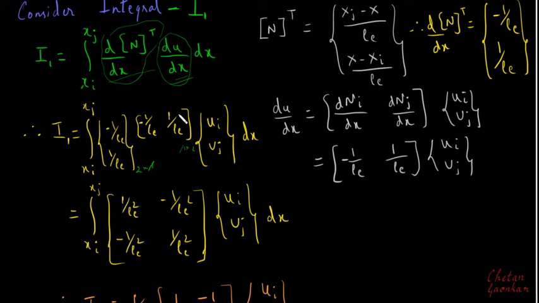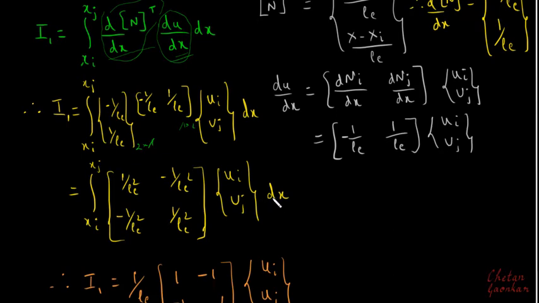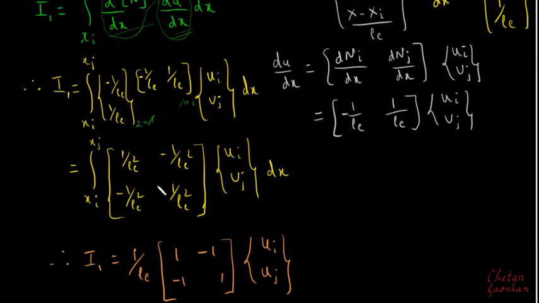Then minus 1 by le multiplied by plus 1 by le will give me minus 1 by le square, and similarly this multiplied by this, I will get minus 1 by le square, and this multiplied by this, I will get plus 1 by le square. So this is nothing but our I1 term. Now if I further integrate this with respect to dx, this will be nothing but x by le square. This will be minus x by le square. This will be again minus x by le square, and this will be again x by le square, and the limit will go from xi to xj.